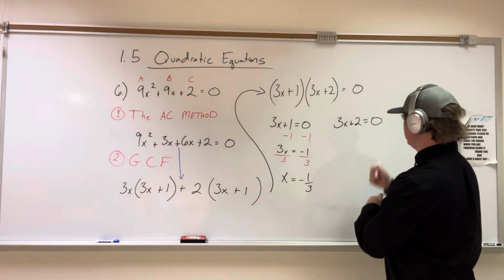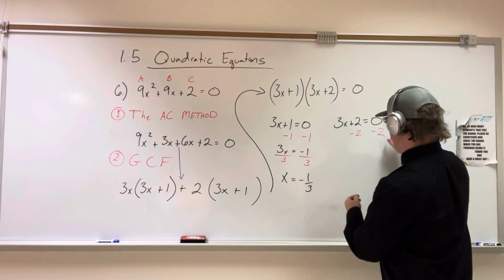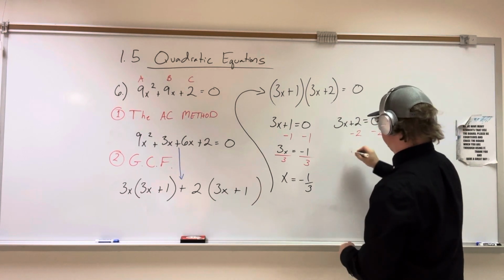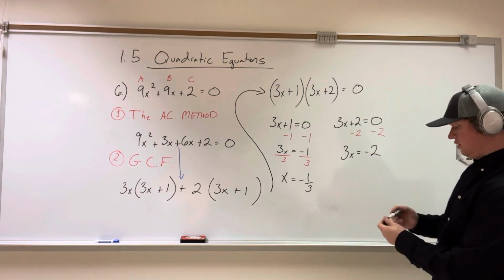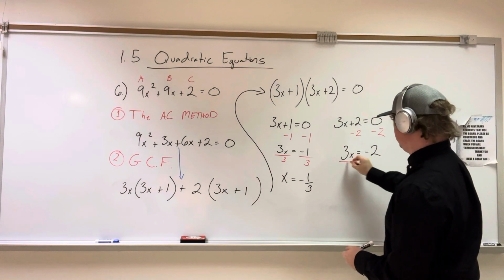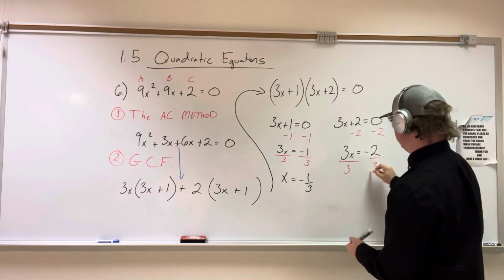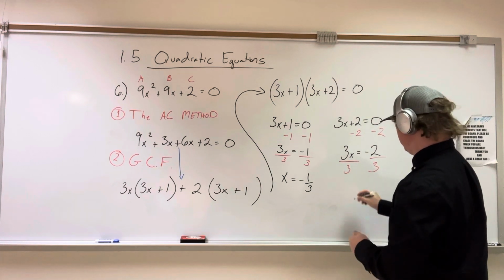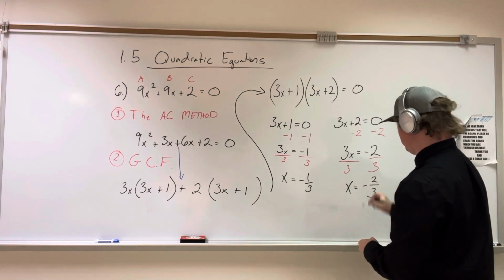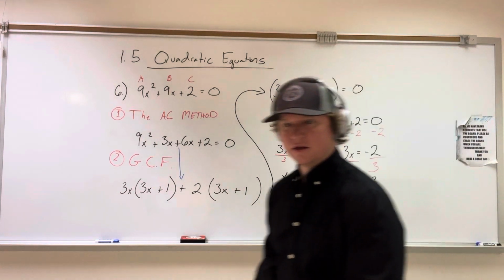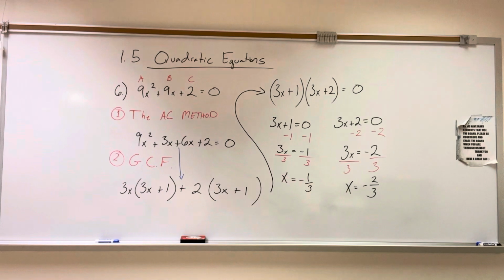Over here on this guy, same deal. Subtract 2 from both sides. 3x equals negative 2. Divide both sides by 3. All right, and then double check the old answer here. This is number 6, 1 point. And we are good.